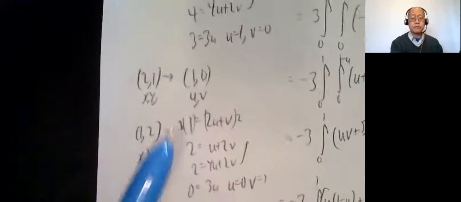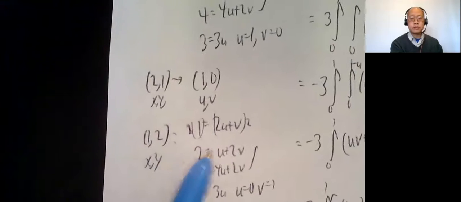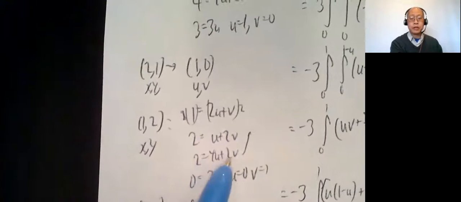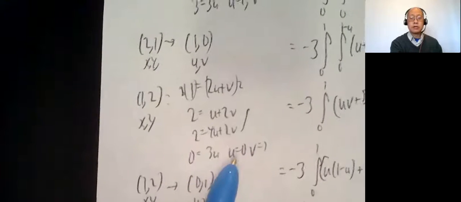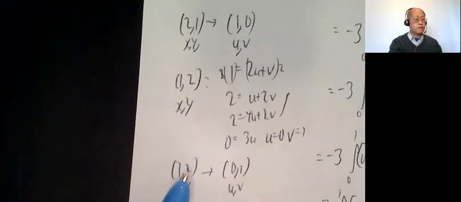And finally, (1, 2). 1 equals 2u plus v, 2 equals u plus 2v. Again, multiply the top equation by 2. It gives me 2 equals 4u plus 2v. Subtract this equation minus this equation: 0 equals 3u, u equals 0, which means v equals 1. So the point (1, 2) in xy becomes the point (0, 1) in uv.